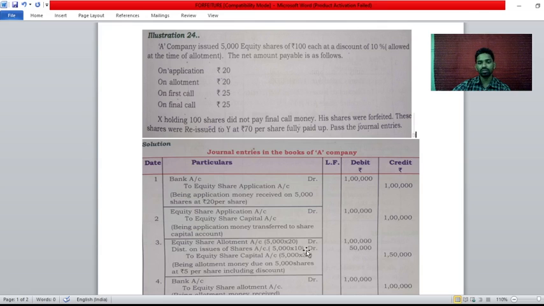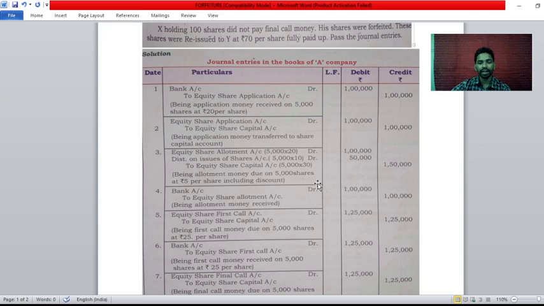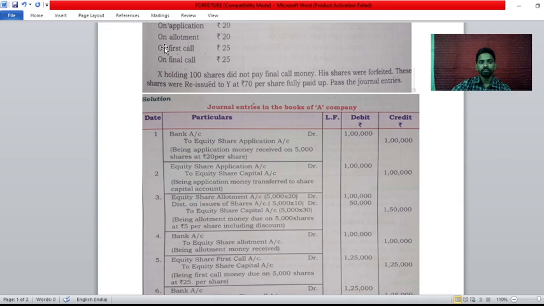Okay, because discount is a given. Now see how they are going to receive. This is the bank account debit rupees 1 lakh to equity share allotment account credit rupees 1 lakh, being allotment money received. Next, first call amount, first call rupees 25.